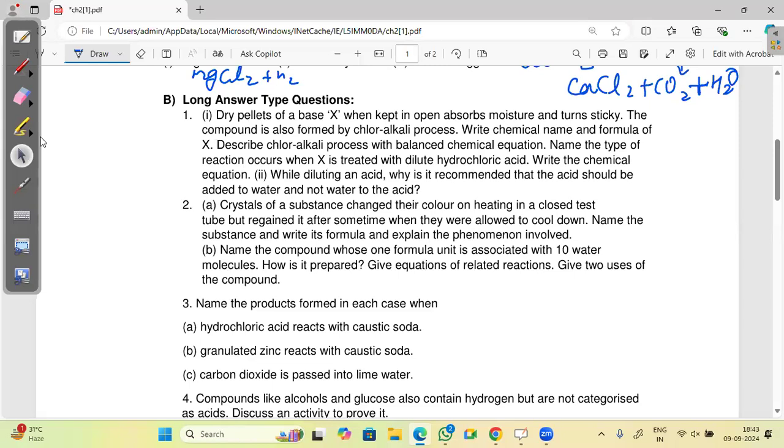Name the compound whose one formula unit is associated with 10 water molecules. Gypsum? No, the compound is associated with 10 molecules of water. It's washing soda, sodium carbonate decahydrate, Na2CO3.10H2O.